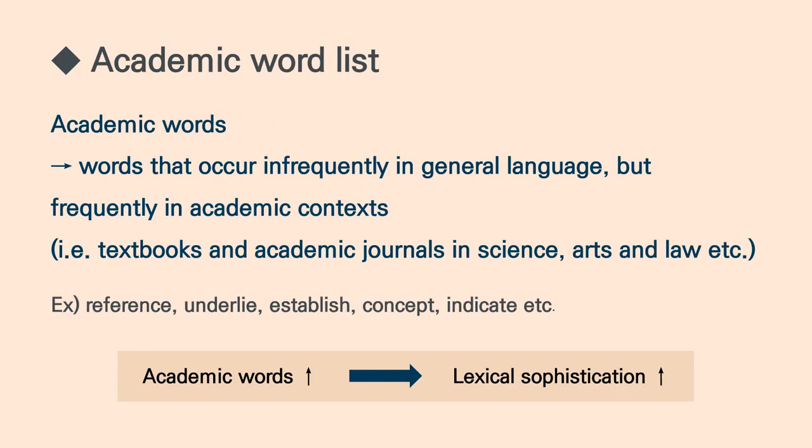The next dimension is the academic word list. Academic words refer to words that occur infrequently in general language but occur frequently in academic contexts such as textbooks and academic journals in science, art, and law. Words like reference, underlie, establish, concept, indicate are examples of academic words. In terms of lexical sophistication, texts which contain more academic words are considered lexically more sophisticated.